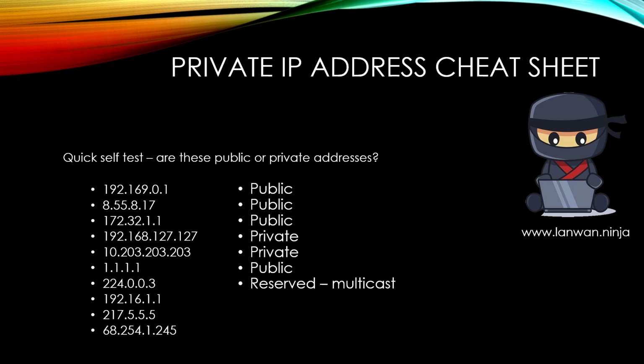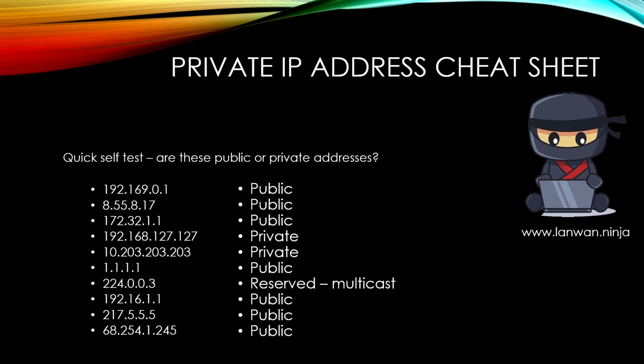Technically, it's neither public or private. It's not a routable IP address. Kind of a trick question. Next one, 192.16.1.1. That one is a public IP address. It could be confused with the 192.168 private IP address block, but since it's just .16, it is a public IP. Next, we have 217.5.5.5. That one is also public. Again, it's not in that multicast space of the 224 or anything around there. And the last one is 68.254.1.245. And that one is also public. That one's pretty clearly public.